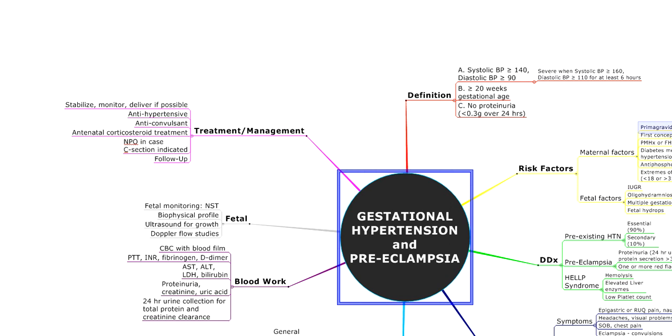While on magnesium, hourly neurovitals are essential to prevent magnesium toxicity. Magnesium toxicity manifests in hyporeflexia, respiratory depression, and CNS depression. If magnesium toxicity does occur, it is rapidly reversible by the administration of calcium gluconate.